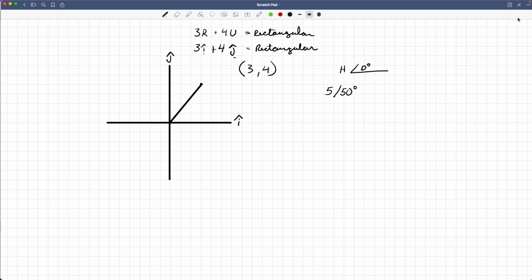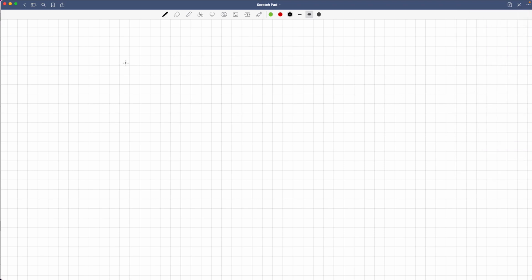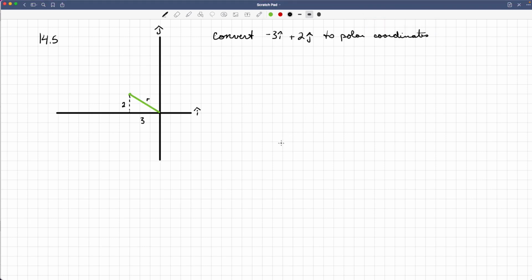Let's do a practice problem. Let's clear the page. Let's do 14.5. All right, give me a second. I'm going to draw this up here for us. All right, so 14.5 says that we need to convert -3i plus 2j to polar coordinates. So the first thing we do is we're going to plot -3, +2. So we have our point -3, +2, straight from these two here. That's this point right here that we've already plotted.